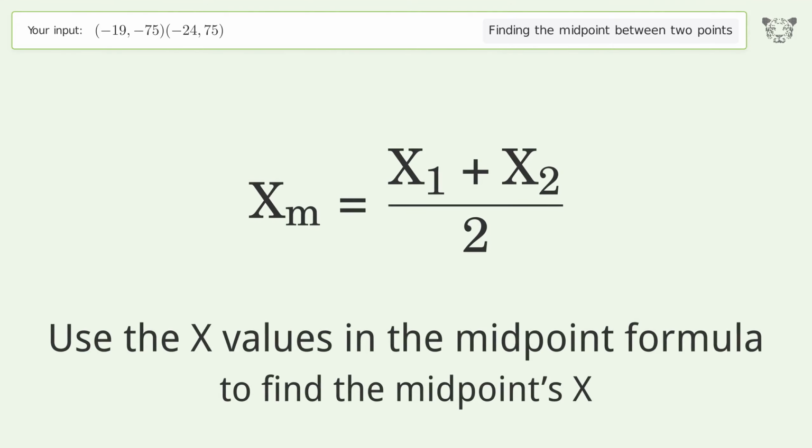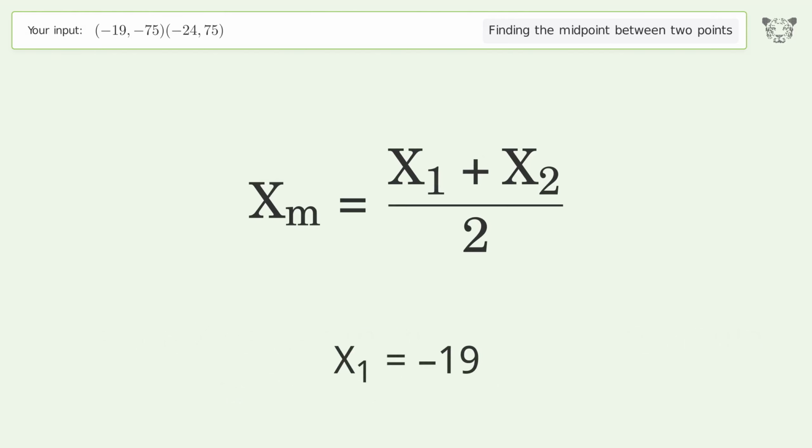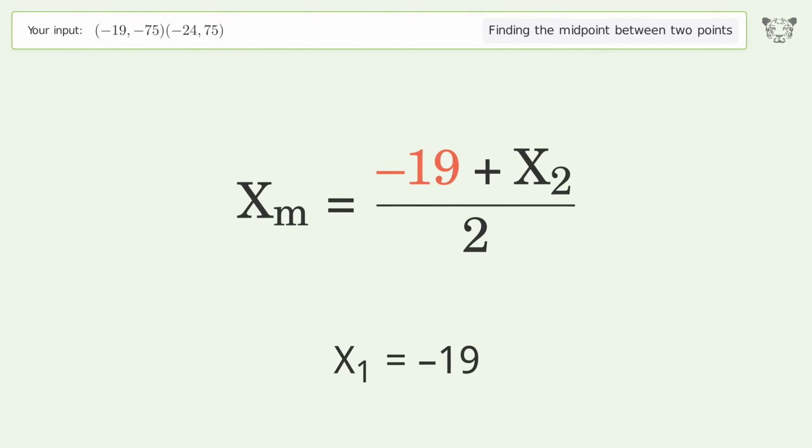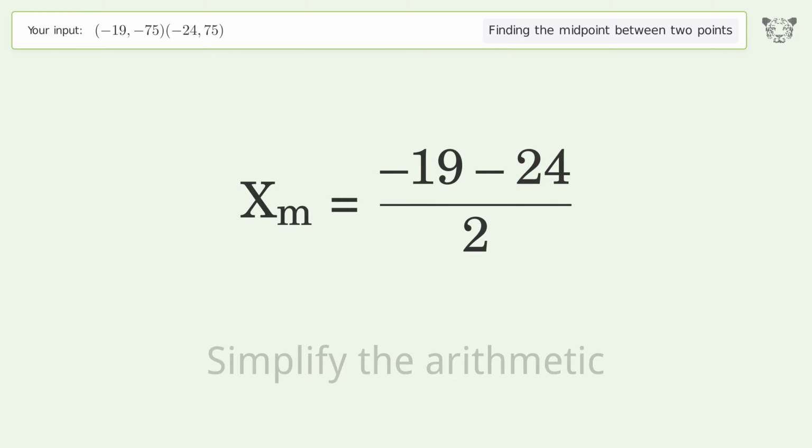Use the x values in the midpoint formula to find the midpoint's x. x1 equals negative 19. x2 equals negative 24. Simplify the arithmetic.